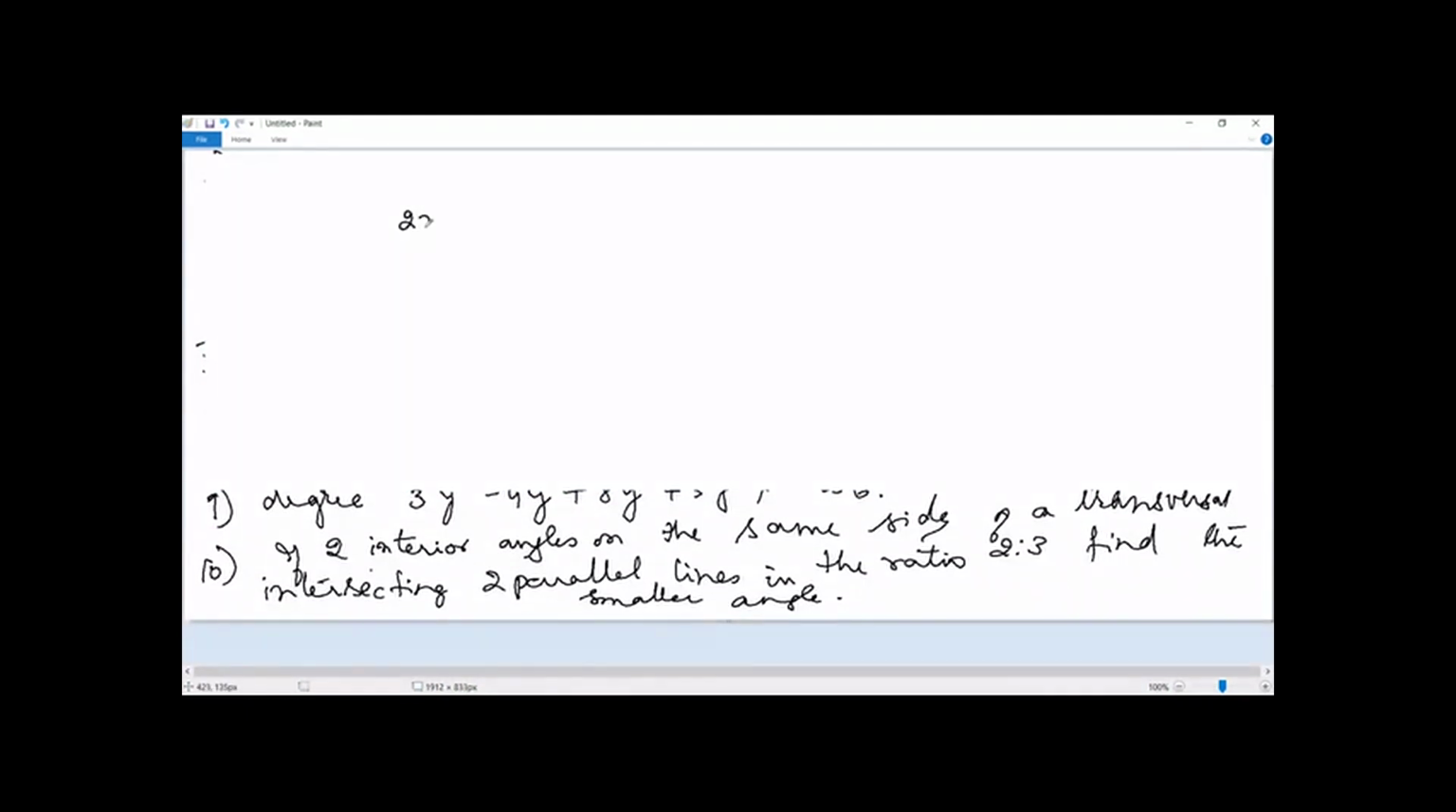So 2x plus 3x equal to 180. 5x equal to 180. X equal to 36. So 2x equal to 2 into 36, 72. Correct.